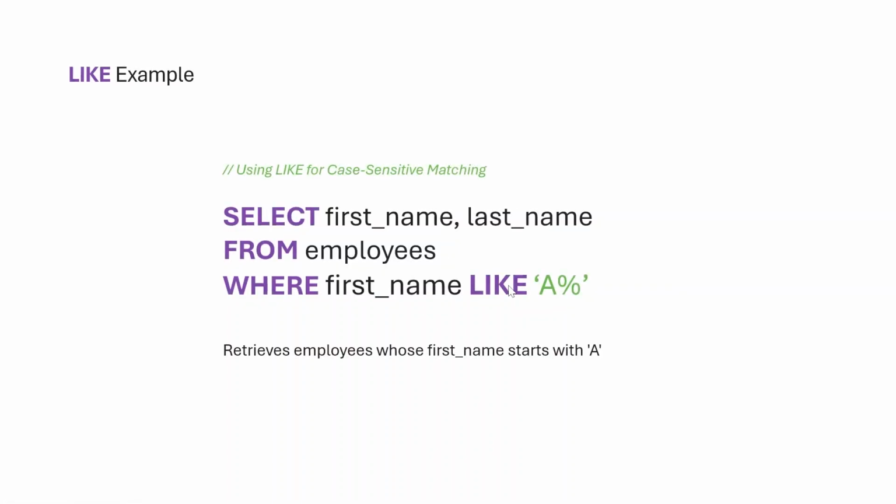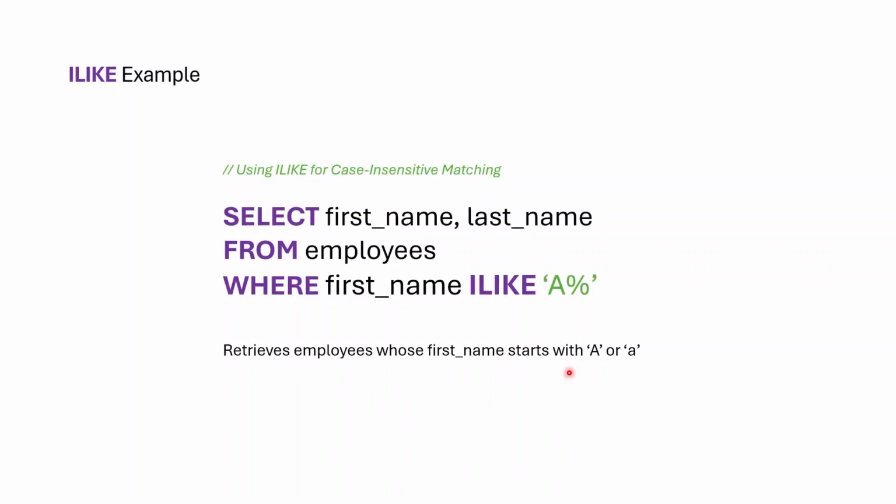Let us look at our first example. Here we are saying SELECT first_name, last_name FROM employees WHERE first_name LIKE 'A%'. What this tells you is that when you run this query, you will get the results of all the employees whose first name starts with A.